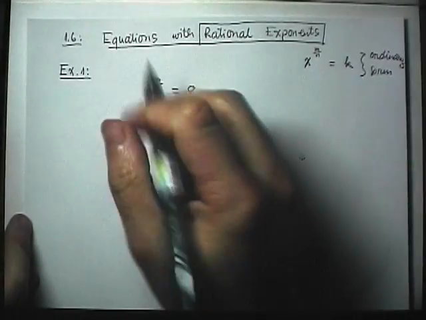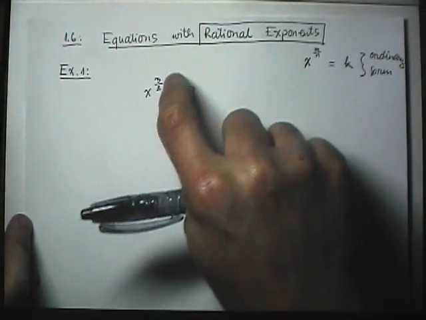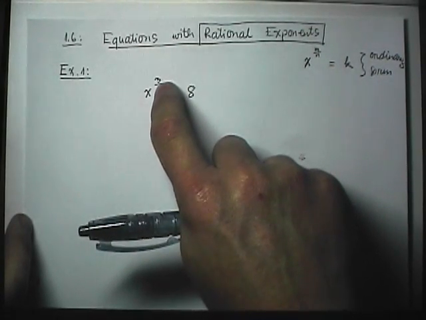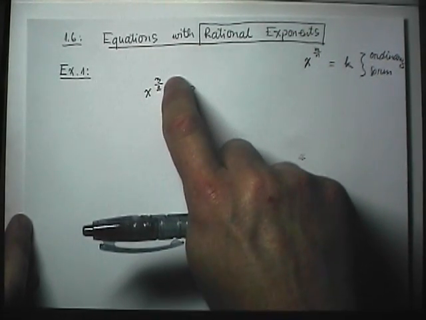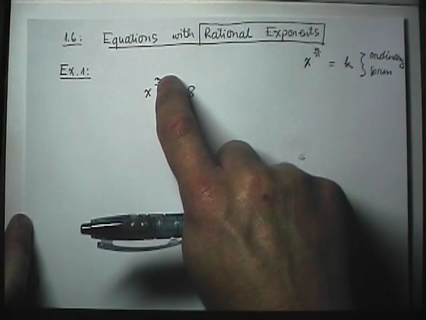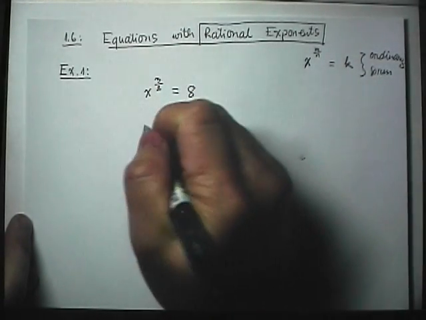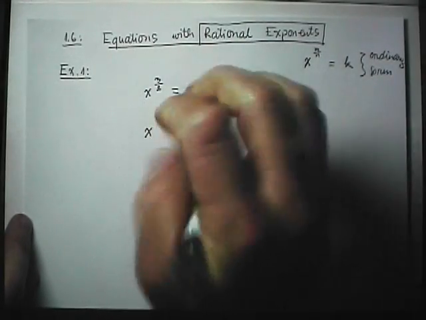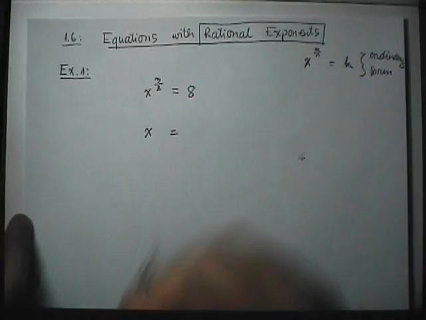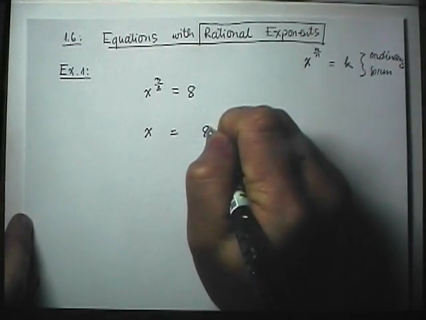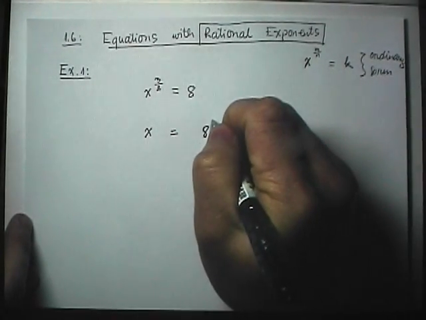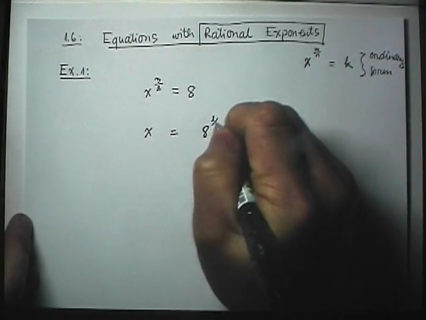So now what I need to do is just check the numerator of my power. The numerator of my power here is an odd number because I have 3/2. So to solve this equation, you're going to rewrite the x without the power, then the equal sign, and the number 8 on the other side of the equation, you're going to raise to the power of 2/3.